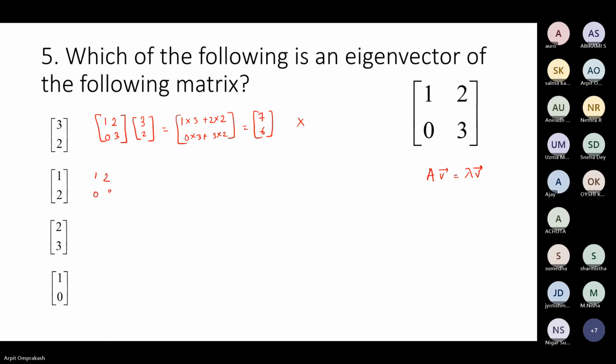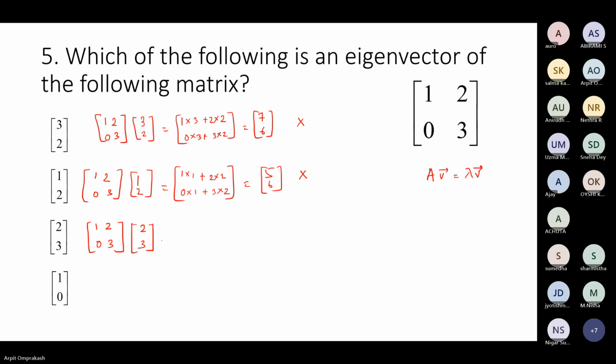Next. The first row will multiply here first, 1 into 1 plus 2 into 2. Then the second row will multiply here, 0 into 1 plus 3 into 2. And we get 5, 6. Again, 5, 6 is not a multiple of 1, 2, because we cannot multiply anything here to get 5, 6. Therefore, this is also not an eigenvector of the following matrix. Next. We have 2, 3. Basically, 1 into 2 plus 2 into 3, 0 into 2 plus 3 into 3. This is 8, 9. Again, we cannot get 8, 9 by multiplying any scalar with 2, 3. Therefore, this is also not an eigenvector.